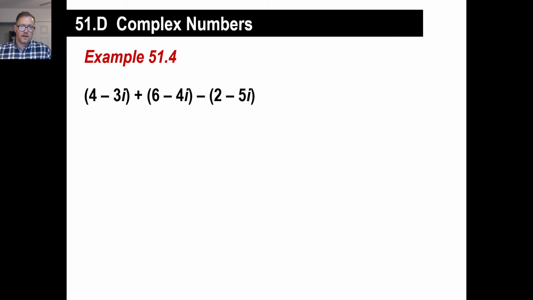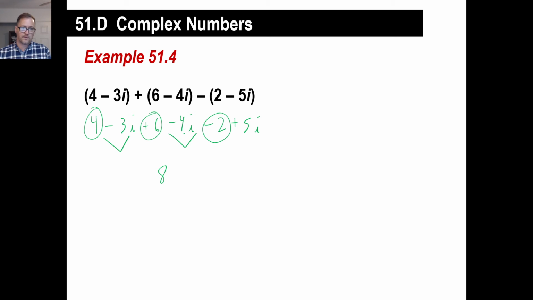Here's another one. This is the same thing. The only thing you need to be careful of is that negative, making sure you have it distributed to both of those terms. But let's just write this a little more simply here. 4 minus 3i plus 6 minus 4i minus 2 minus a -5i, and there we go. Okay, so we have our 4, we have our 6, we have our -2, that gives us 8. -3i, -4i, it's -7i, -7i plus 5i is -2i, and there's your real number, and there's your imaginary number. That's a complex number. There you go.